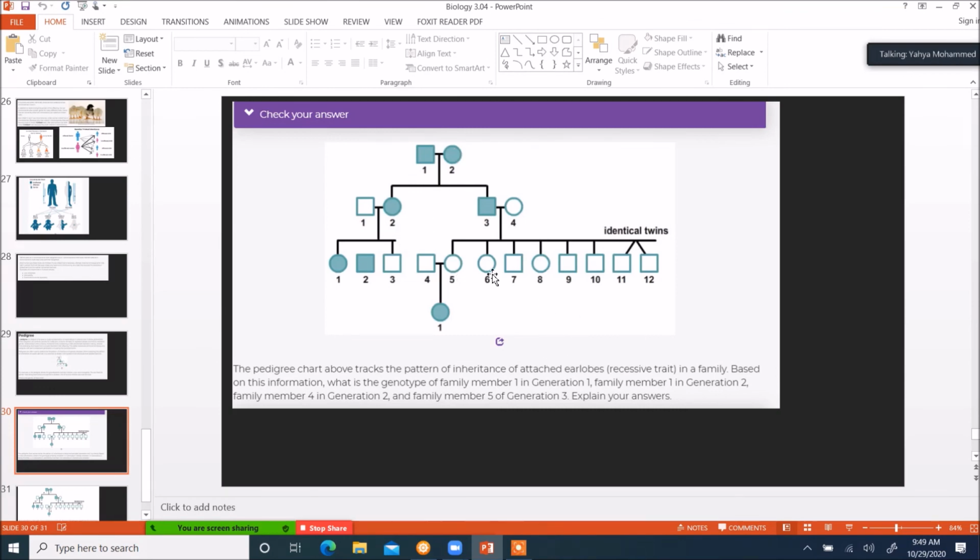All right, let's go to Friha. So family member 1 in generation 2. Let's go to generation 2, the second line, family member number 1. Friha, what do you think is going to be this person's genotype? Homozygous? Do you think it's going to be capital R, lowercase r, or capital R, lowercase r?